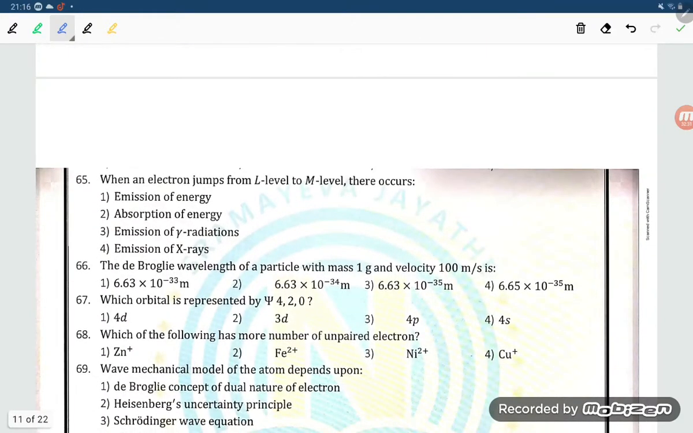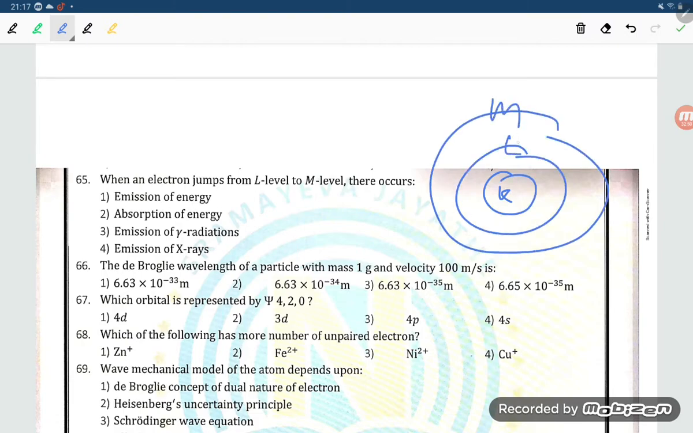Easy question, student. Now let us see question 65. When an electron jumps from L level to M level, what will occur, student? So K is there, then L, then M. The electron is jumping from lower to higher, so that is absorption of energy, student. When an electron absorbs energy, it jumps to a higher energy orbit.